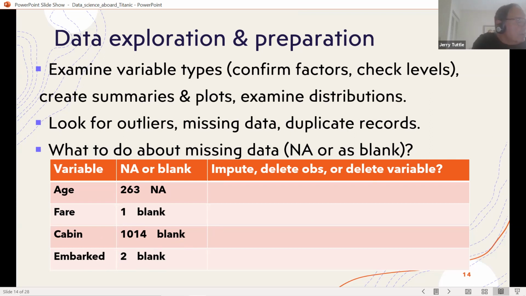So what are you going to do with this? In theory, you could go back to the person who prepared the data. But remember, this is 1912 data. That person's long gone. That's not going to work. You can delete an observation. You can delete the entire column. Or you can impute a value. Impute is a nice way of saying make it up.